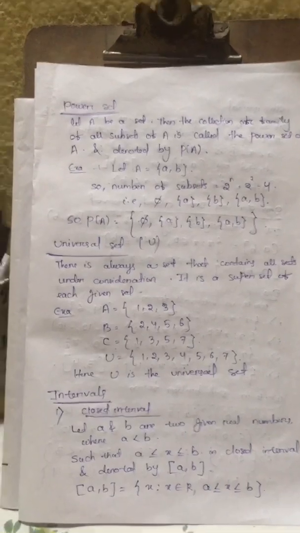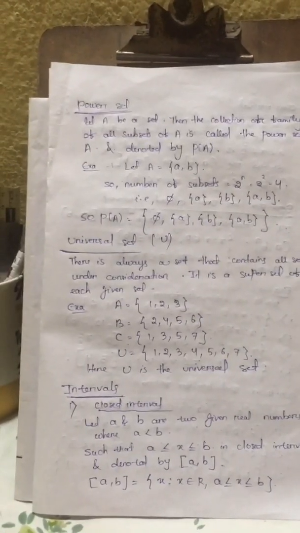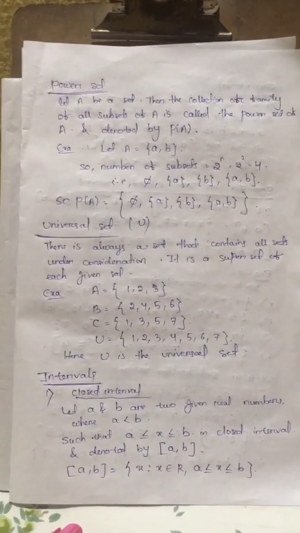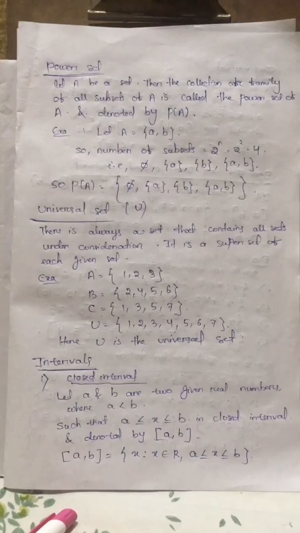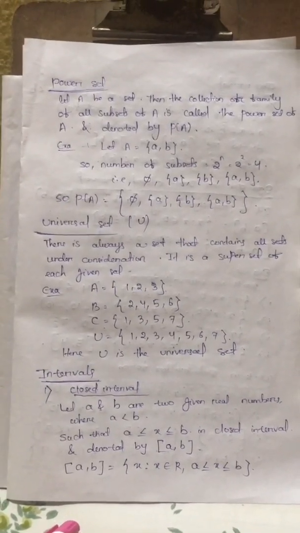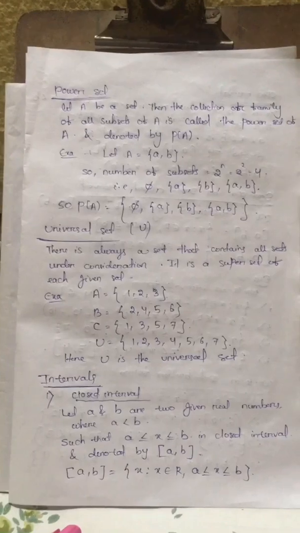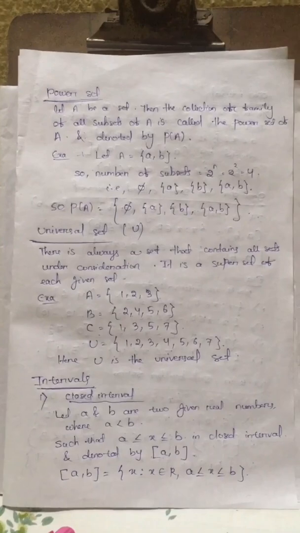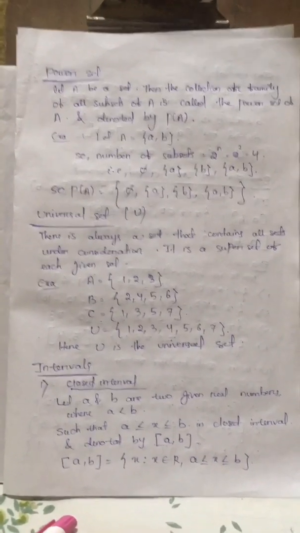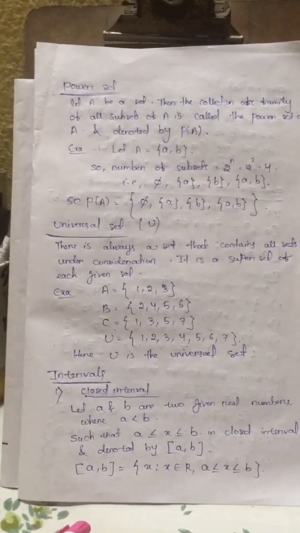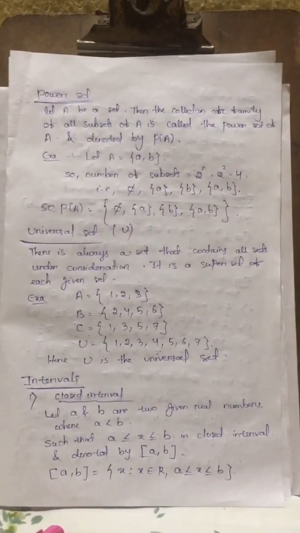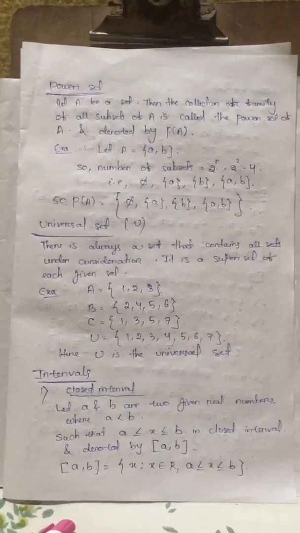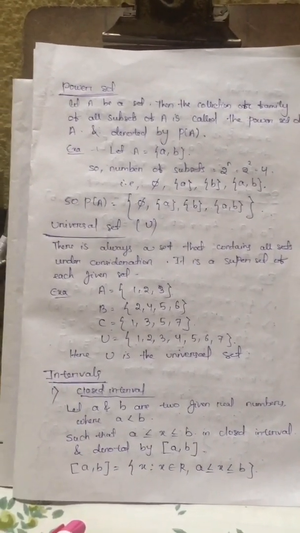Next, the universal set. Suppose I give you one small example: as you are all studying in a particular school, some are reading in A school, some in B school, some in C school. You are part of that school, meaning you are in that school. So that school will be known as the universal set. There is always a set that contains all the sets under consideration. As you are studying under me, I will be the universal set, and you are part of my organization. That's why I am the universal set, and you are the parts of that set.